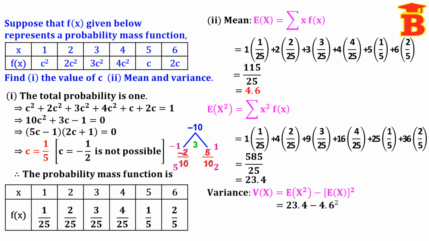Now variance V of x equal to E of x square minus E of x whole square. Substituting the values, E of x squared is 23.4 minus E of x value 4.6 square. So this is equal to 23.4 minus, squaring this, 21.16. Subtract this, we get 2.24. Therefore the variance is 2.24.